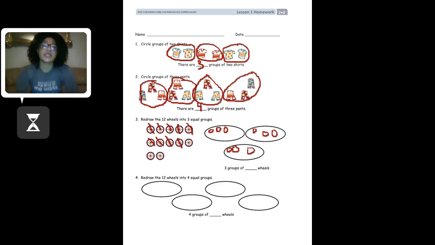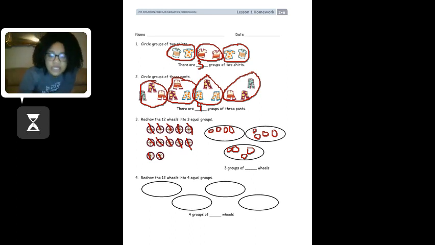So let's keep going. I'm going to take this wheel and put it on my first car. I'm going to take this wheel and put it on my second car, and then I'm going to take this wheel and put it on my third car. So now each car has 4 wheels, 4 in each group on each car. So we have 3 groups, 3 cars, and each car has 4 wheels.